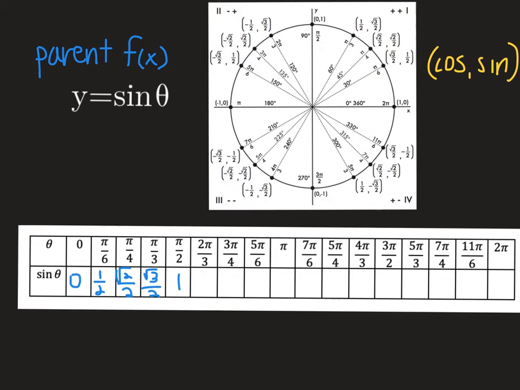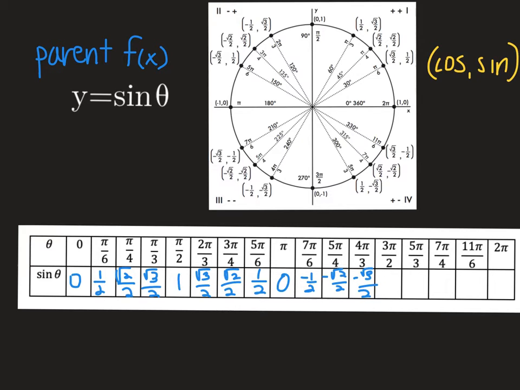2 pi over 3, I've got positive root 3 over 2, and the signs are important. 3 pi over 4, I get root 2 over 2. 5 pi over 6, the y value is 1/2. Pi, the y value is 0. 7 pi over 6 is negative 1/2. 5 pi over 4, we get negative root 2 over 2. 4 pi over 3, we get negative root 3 over 2.